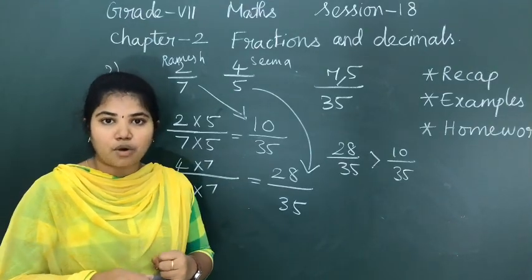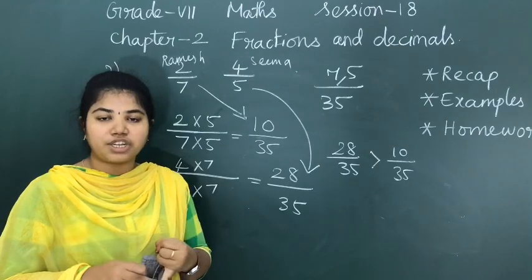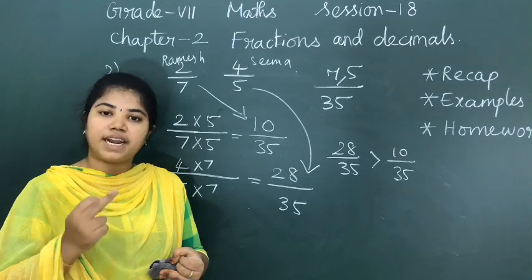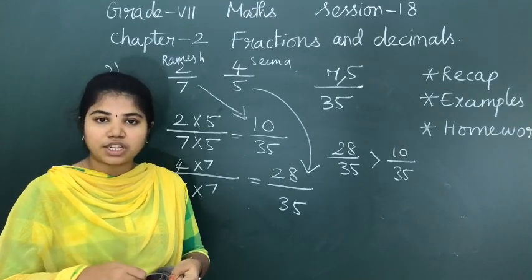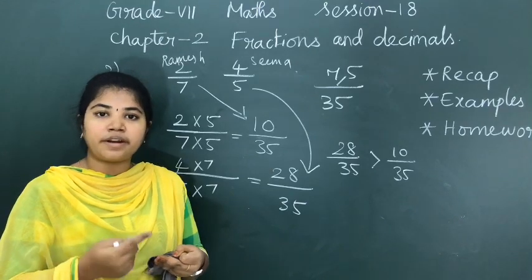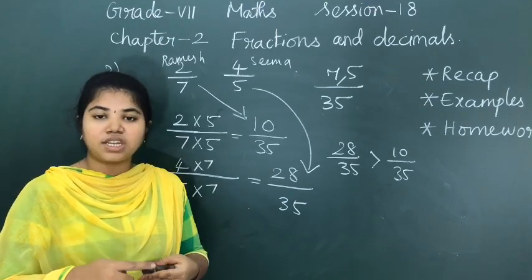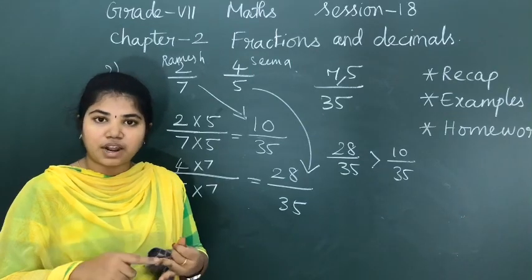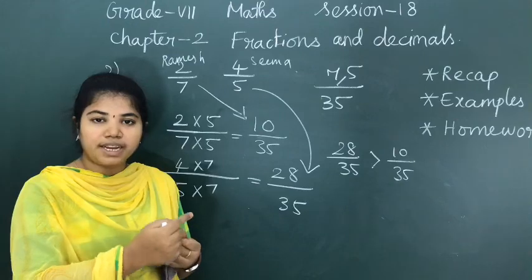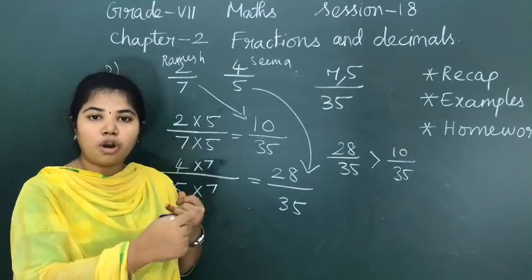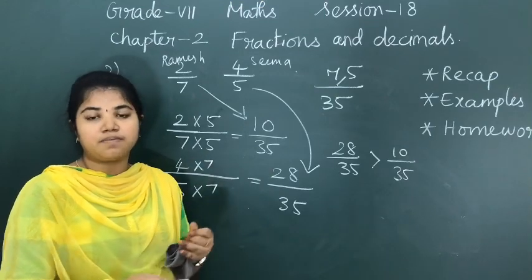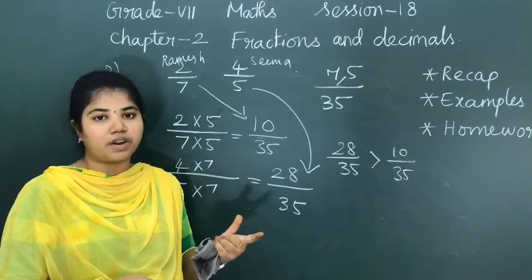Fraction is a part of a whole. We have discussed proper fraction: numerator is lesser than denominator. Improper fraction: numerator is greater than denominator. Equivalent fraction: you have to multiply or divide the numerator and denominator by the same number. Mixed fraction: it will contain a whole number and a fraction. How do you convert a mixed fraction to an improper fraction? Denominator into whole number. The product will be added to the numerator and it is divided by the denominator. This is the mixed fraction to improper fraction conversion.